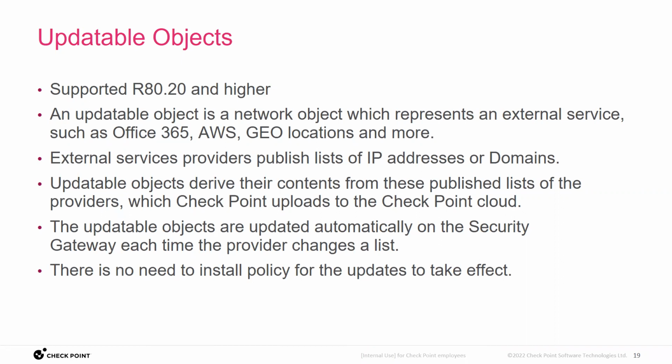Again, updatable objects derive their contents from published lists from the providers. Check Point uploads this to the cloud. You get all the updates through the ThreatCloud. The benefit of this is that if you have the updatable objects within your policy, when there are changes done in the backend with IP addresses and everything like that, you do not have to push policy for them to take effect. They're done automatically.